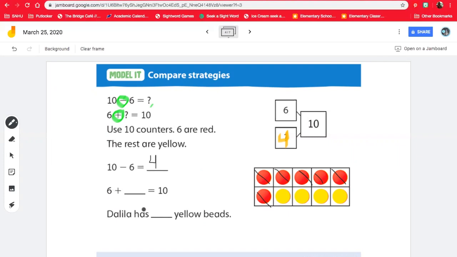That means, just like last time, 6 and 4 equal 10. So 6 plus 4 equals 10. And according to our picture, Dahlia has how many yellow beads? 1, 2, 3, 4. Dahlia has 4 yellow beads according to our 10 frame. Let's move on to the next problem.